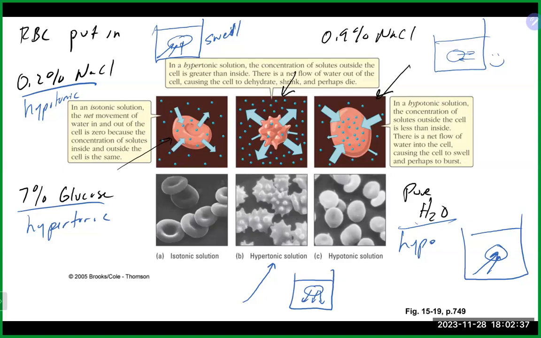So those two values are really important to know, 0.9% and 5% glucose. Once again, that 0.9% is sometimes referred to as a saline solution. It could also be some other type of ionic compound like potassium chloride, but sodium chloride is very commonly used. Any questions on that?